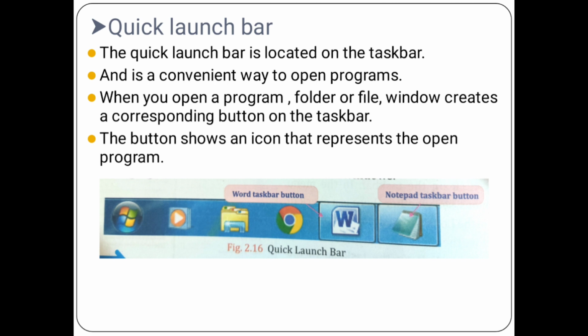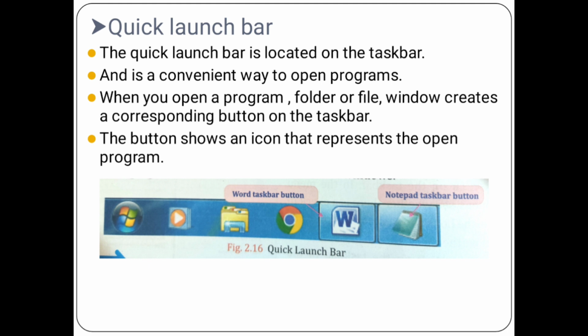For today's class, our first topic is Quick Launch Bar. Quick Launch Bar is located on the taskbar and is a convenient way to open programs. In the last class, we studied about the taskbar, that it is a toolbar which is situated at the bottom of the desktop. So Quick Launch Bar is located on the taskbar and it is a very convenient or easy way to open the programs.